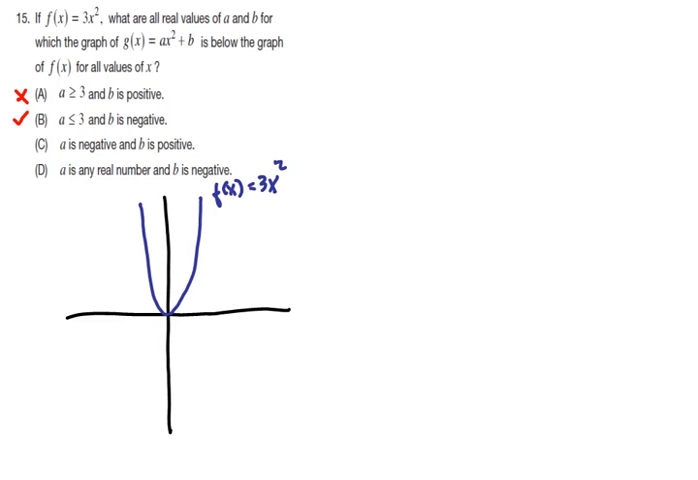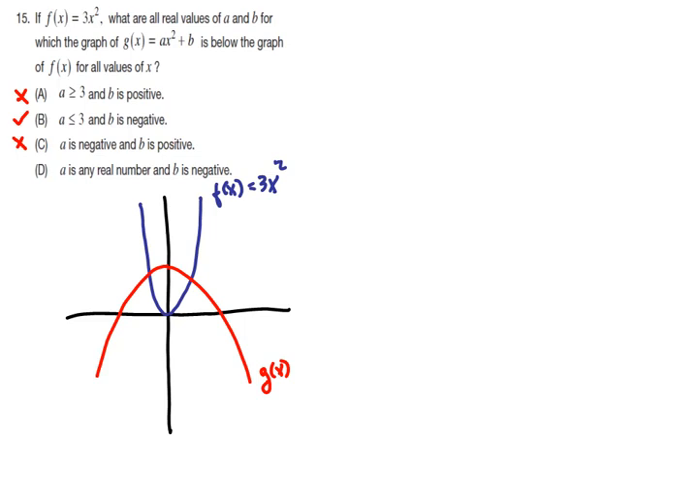Now, C says a is negative and b is positive. When a is negative, the leading coefficient of the quadratic is negative, then the graph will face downward. And b is positive means that the vertex will be lifted up off of the x-axis, or above the x-axis. And you can see in that case that g of x is not below f of x for all values of x. So that can't be the answer either.